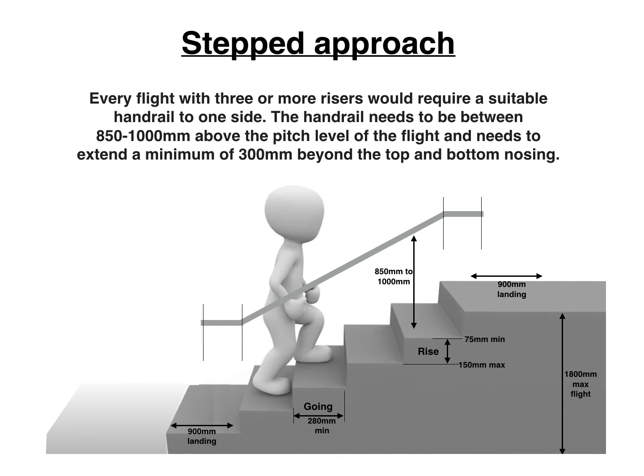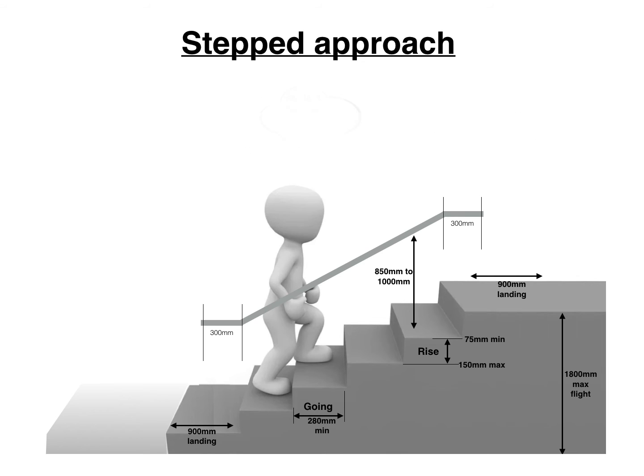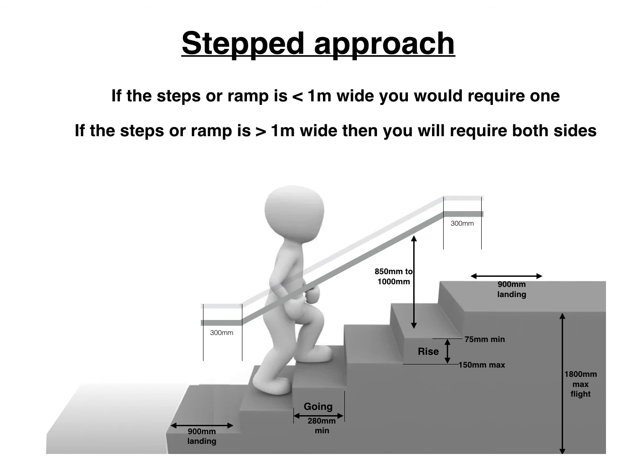Every flight with 3 or more risers would require a suitable handrail to one side. The handrail needs to be between 850 and 1000 millimeters above the pitch level of the flight and needs to extend a minimum of 300 millimeters beyond the top and the bottom nosing. If the steps or ramp are less than 1 meter wide, you will require one. If it's greater, then you'll need both sides.